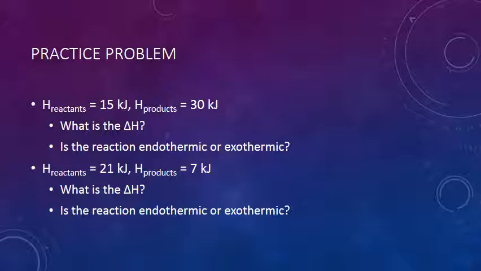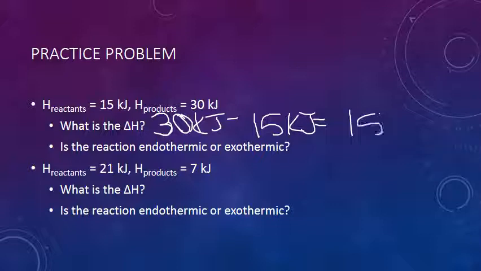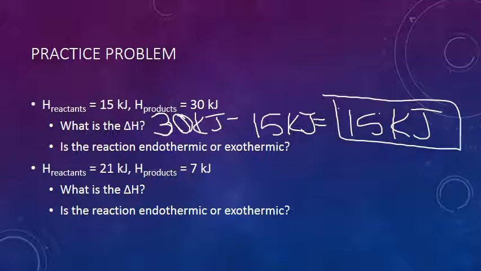So, we see the heat of products is 30 kilojoules. And what are we going to subtract it by? 15 kilojoules. Now, if you're good at math, your answer is going to be 15 kilojoules. And there it is. Now, is this reaction endothermic or exothermic? Well, since the delta H value that we calculated was a positive number, that means the reaction is endothermic.